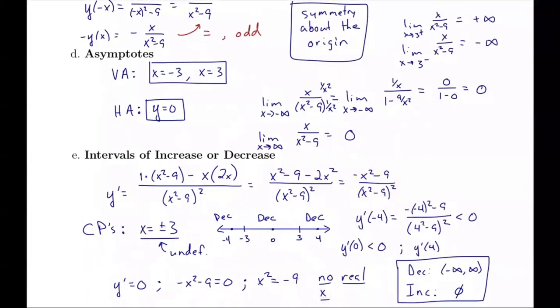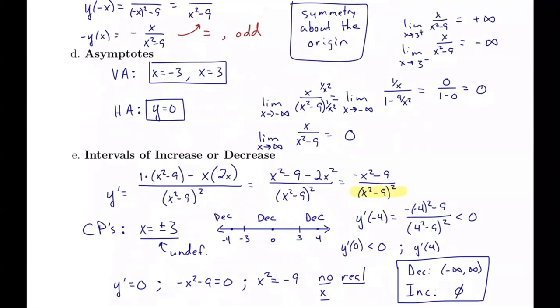Okay. Now we're not done though. We want to take some care here and remember something else. x equals plus or minus 3. That's where the denominator of this derivative could be 0. Remember, critical points are also the points where the function is undefined, where the derivative is undefined. That comes from solving x squared minus 9 equals 0.